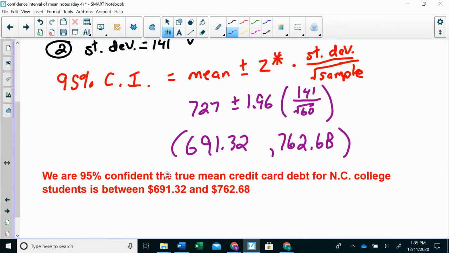Now, we can't say that there's a 95% probability that the mean is in that interval. We can just simply say that we are 95% confident the true mean credit card debt for North Carolina college students is between those two numbers.